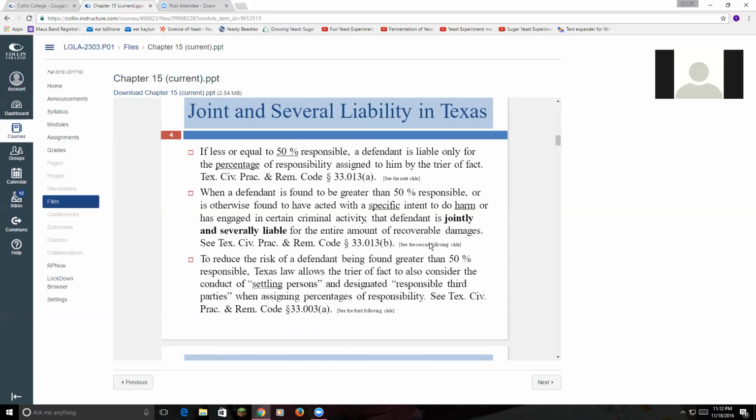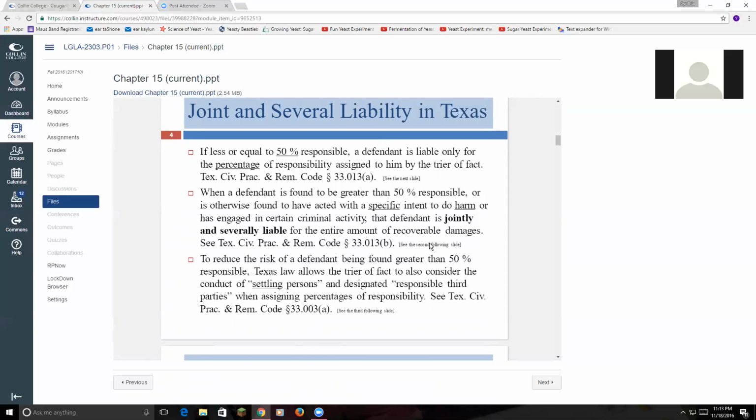So if it ends up that Anne is insolvent, in other words, she's judgment proof, she doesn't have any money, she's not going to be able to pay it, Bob only has to pay his 40%, what the jury found he was responsible for. And David only has to pay his 20%. Neither Bob nor David are responsible for Anne's 30%. The plaintiff becomes responsible for that amount. Louise does.